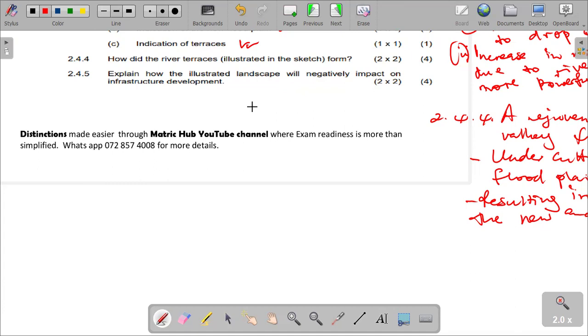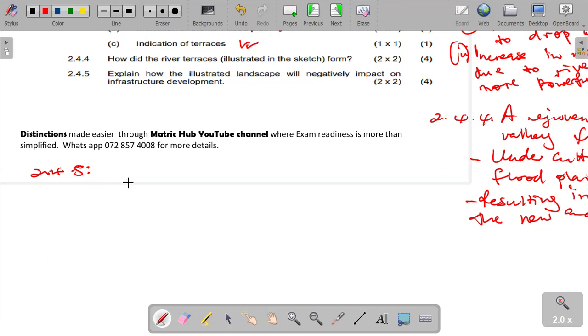So the question would want us to understand, or to relate to, the steepness and the formation of the floodplains. How do they affect infrastructural development? Question 2.4.5. The question is saying, explain how the landscape will negatively impact on infrastructure development. So in this regard, we are talking about the steepness, the issue of the terraces, the issue of the floodplains. How do they affect infrastructure development?